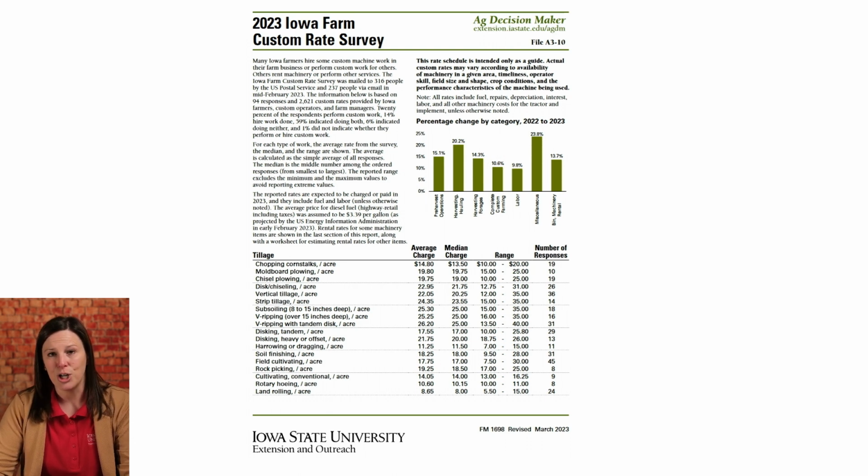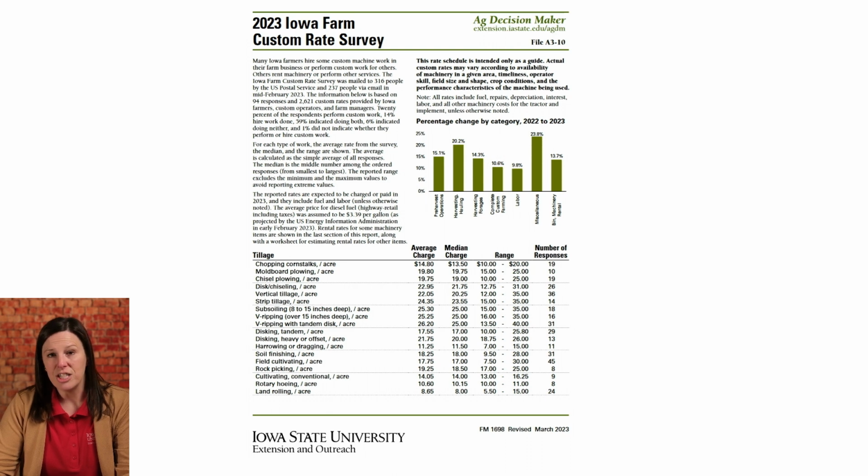For each type of work that's reported on the survey, it shows the average rate, the median, and the range. When the survey is sent out, they do an estimate or a projection on what fuel costs are going to be for the year 2023. We're asking those respondents to answer the survey based on that projected fuel price and their considerations on labor. The survey serves as a guide, but it's always important to note that actual custom rates you'll see may vary according to the availability in the given area, timeliness of the work done, the operator's skill, field size, shape, and crop conditions. There are so many factors to always consider.